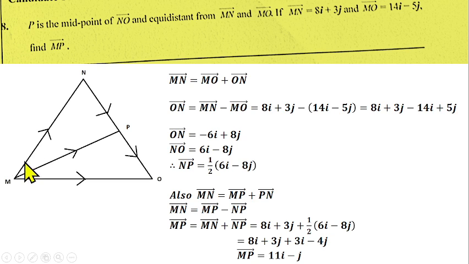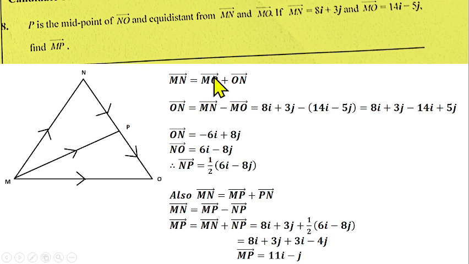Now, using the triangular law of vector from triangle MNO, this big triangle, we know that vector MN should be equal to vector MO plus ON. That's what you're having here. This is triangular law. Triangular law says that vector MN should be equal to MO plus ON, and that's what you're having here on the screen right now. Then from there, since we know our MN, we are given vector MN, we are given MO as well, so we can make ON the subject of the formula.